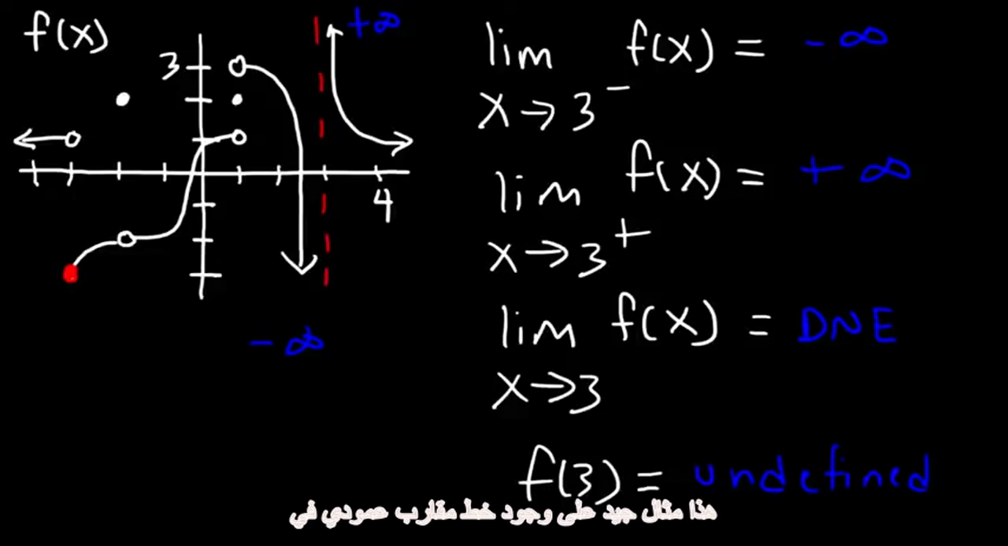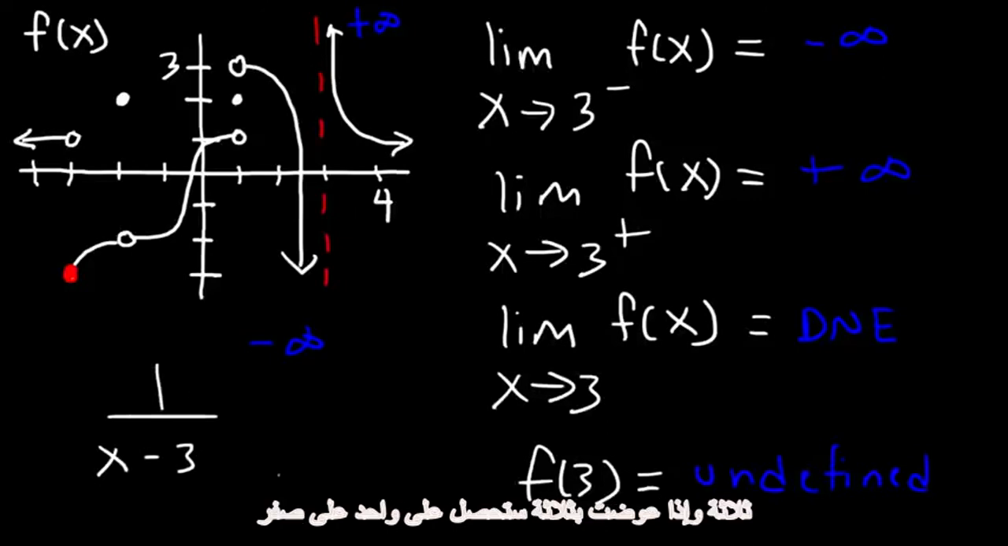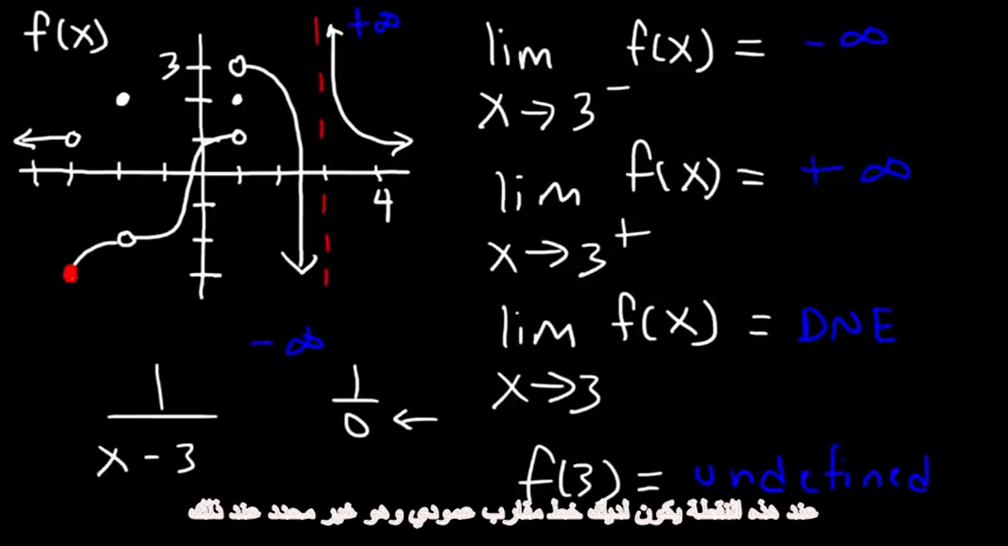A good example of having a vertical asymptote at x equals 3 would be a function like this, 1 over x minus 3. And if you plug in 3, you're going to get 1 over 0, which is undefined. So whenever you have a 0 in the denominator, at that point you have a vertical asymptote, and it's undefined at that point.